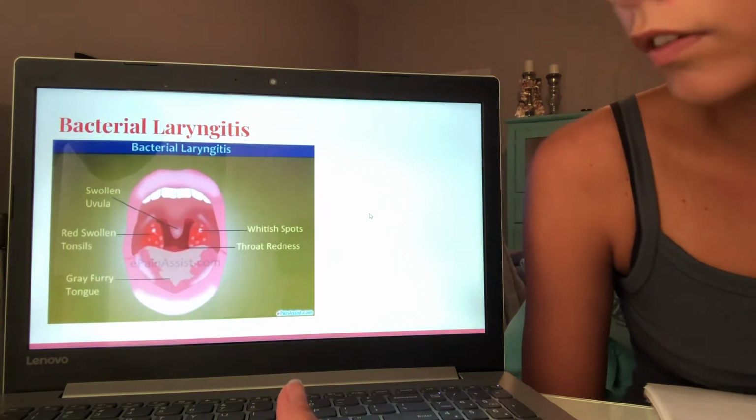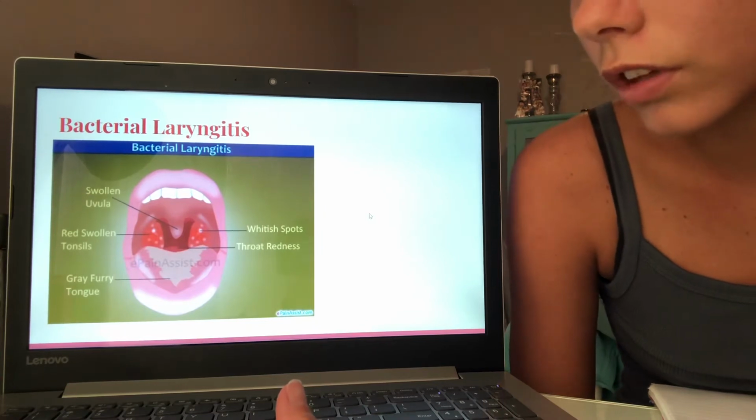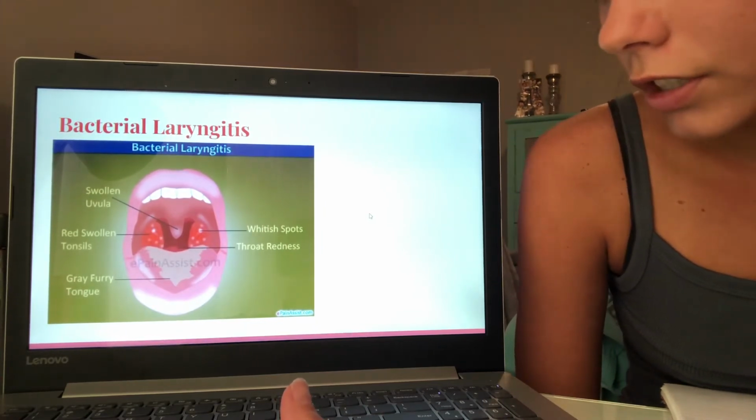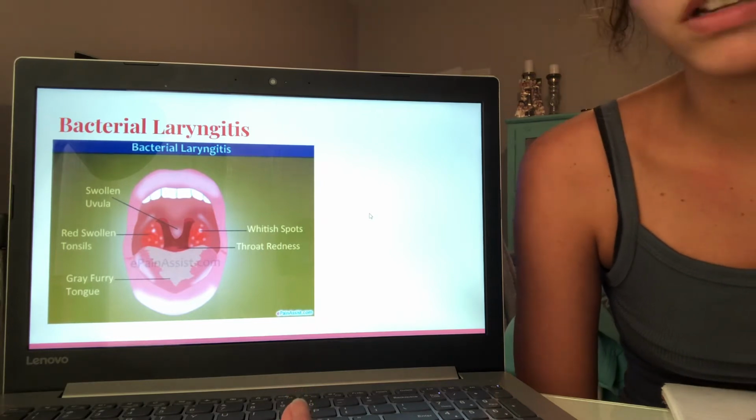And then that's a picture of bacterial laryngitis. Swollen uvula, red swollen tonsils, gray furry tongue, whitish spots, and throat redness.